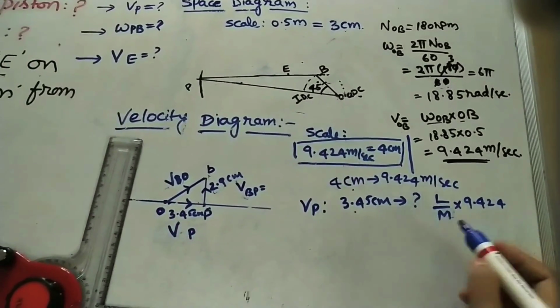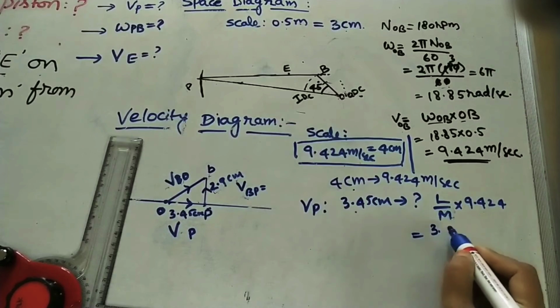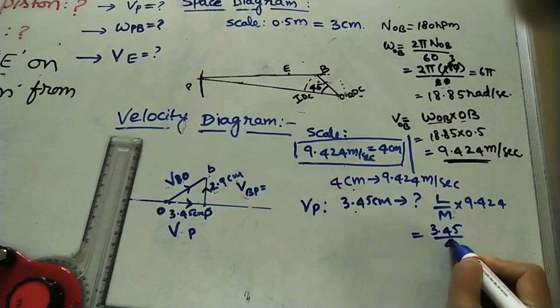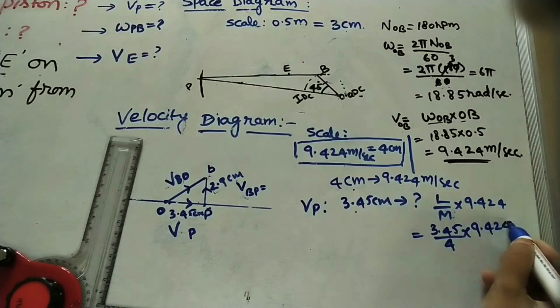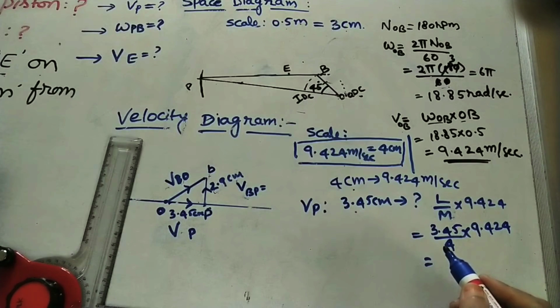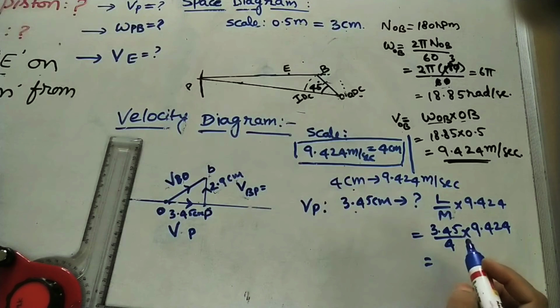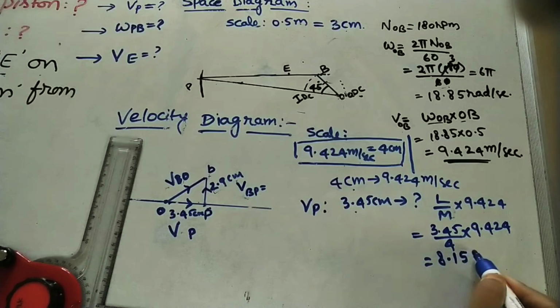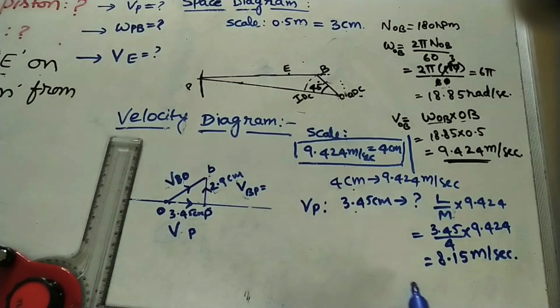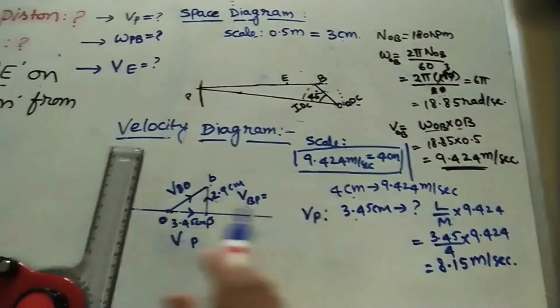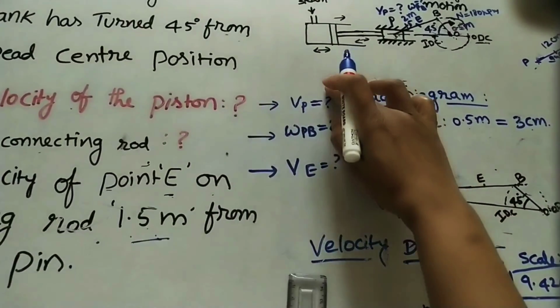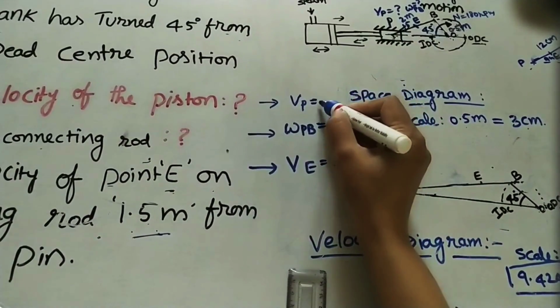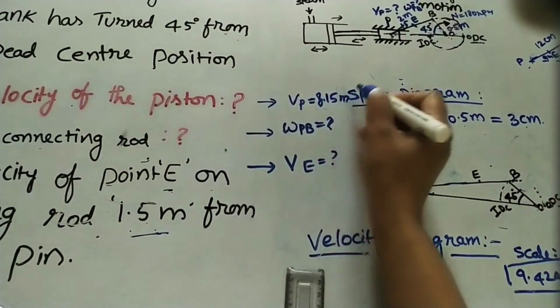Here the less value is 3.45, divided by the more value 4, into 9.424. By using the calculator we get 8.149, which is 8.15 meter per second. So the velocity of the slider VP is 8.15 meter per second. We need to write this in the answer: slider velocity is 8.15 meter per second.